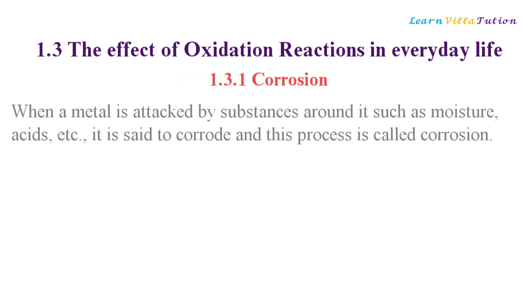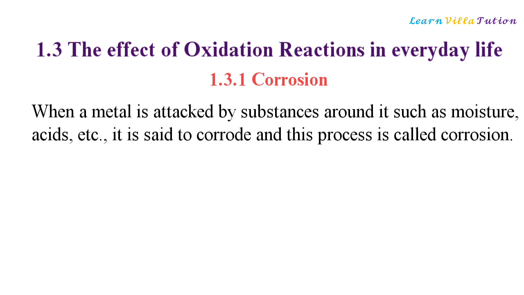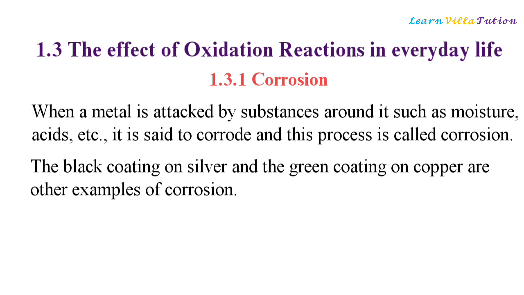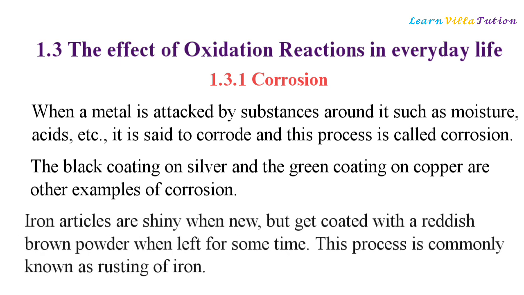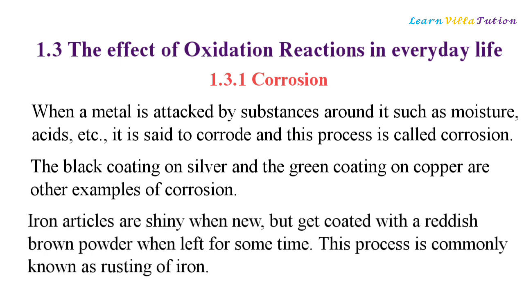Corrosion. When a metal is attacked by substances around it such as moisture, acids, etc., it is said to corrode, and this process is called corrosion. The black coating on silver and the green coating on copper are other examples of corrosion. Iron articles are shiny when new, but get coated with a reddish-brown powder when left for some time. This process is commonly known as rusting of iron.